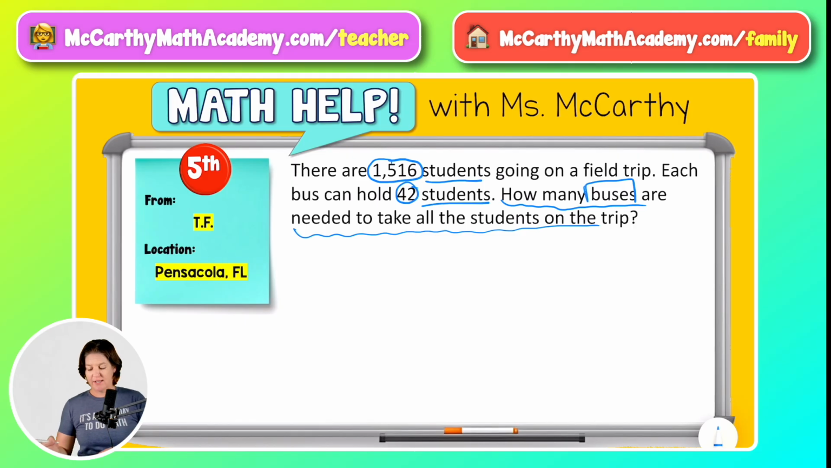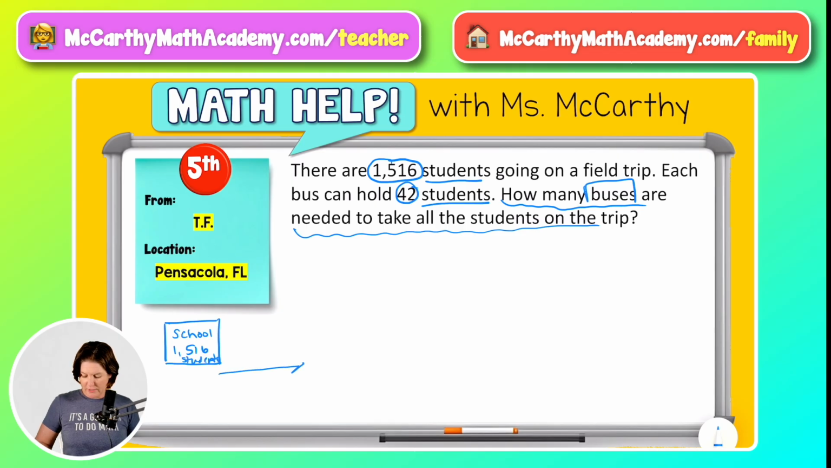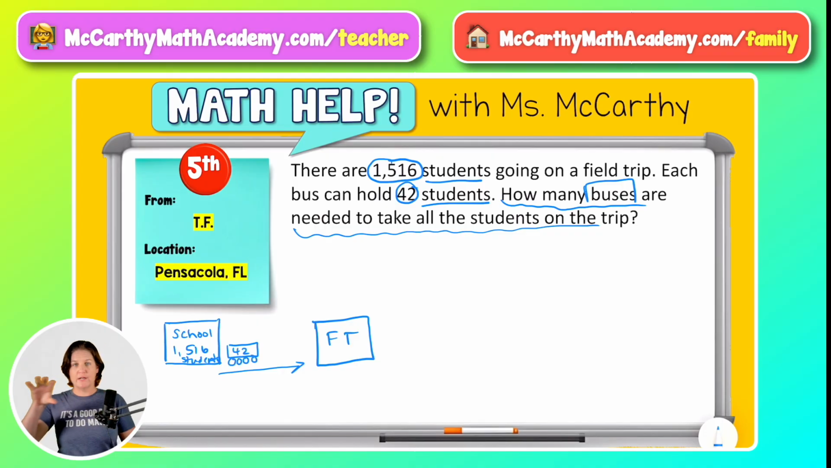So the first sentence says there are 1,516 students. If we imagine a school building, 1,516 students, and those students are going on a field trip. We don't know where they're going, but they're going somewhere. I'm just going to put FT for field trip. And we know that each bus can hold 42 students. So just draw a little picture of a bus. I'll put 42 on it to help me understand that each bus can bring up to 42 students there.